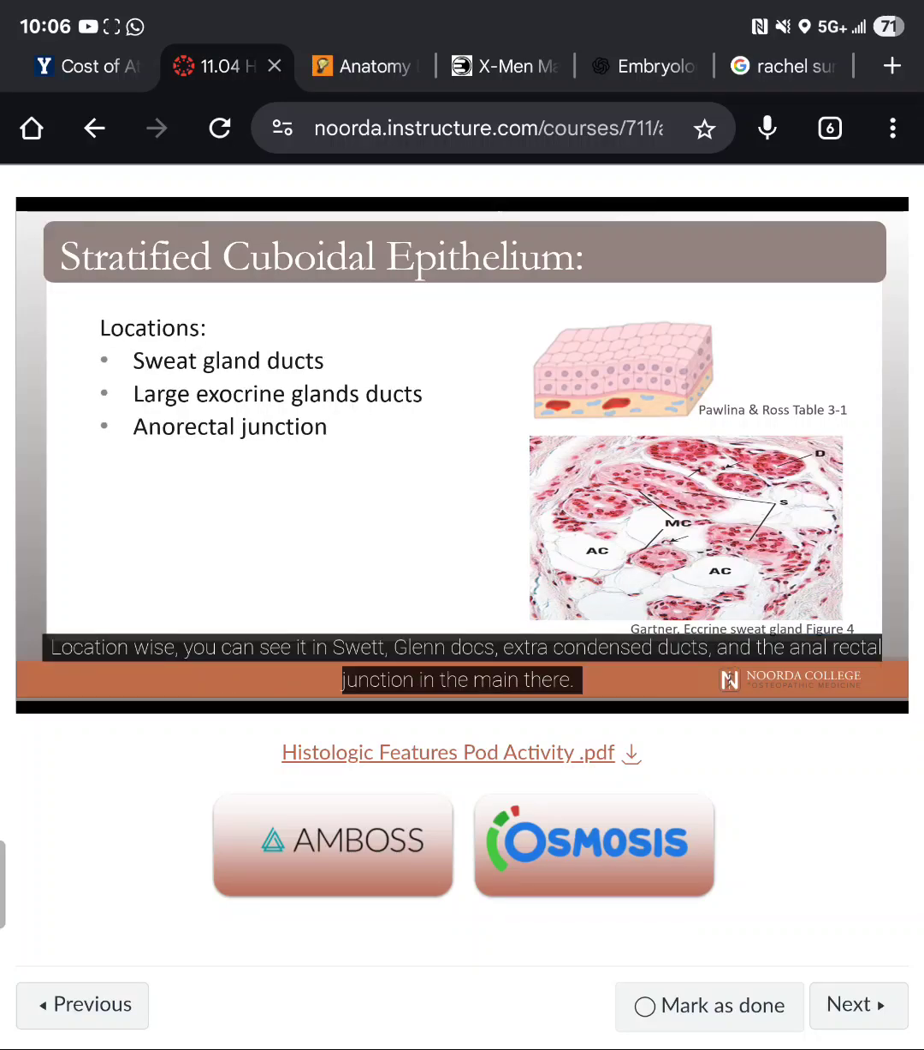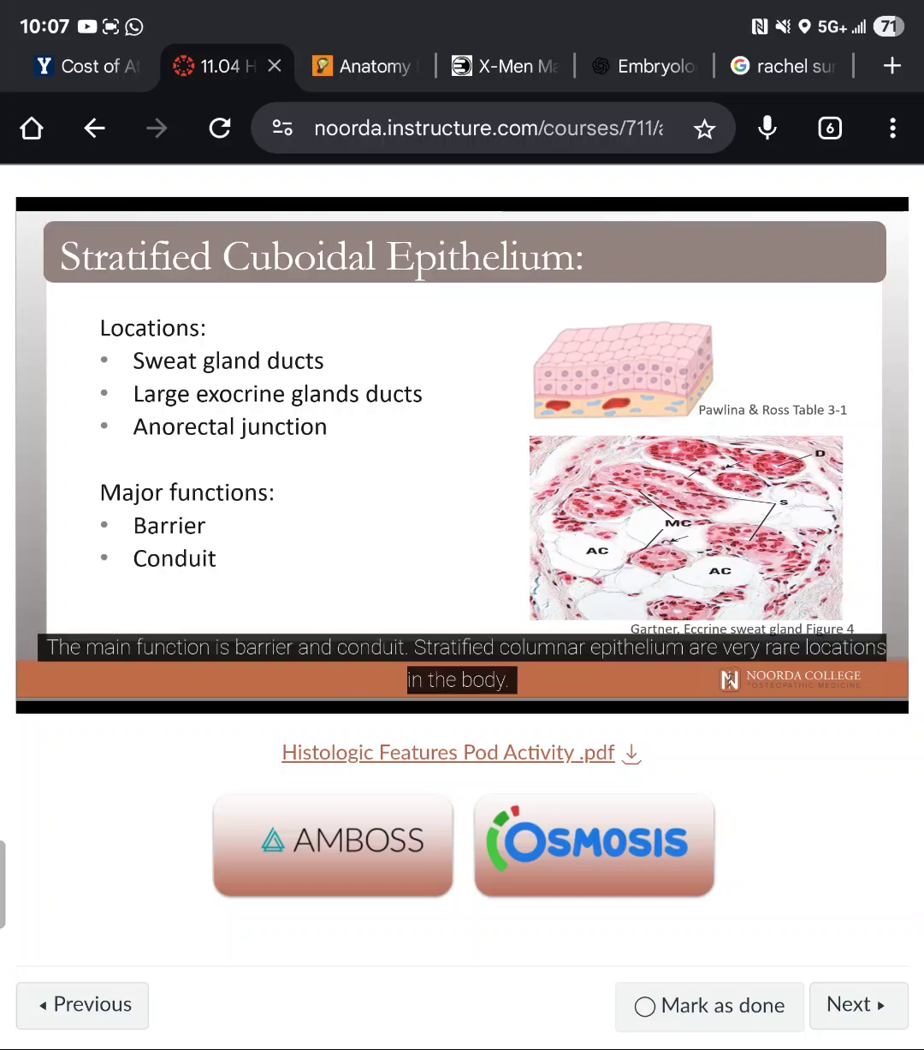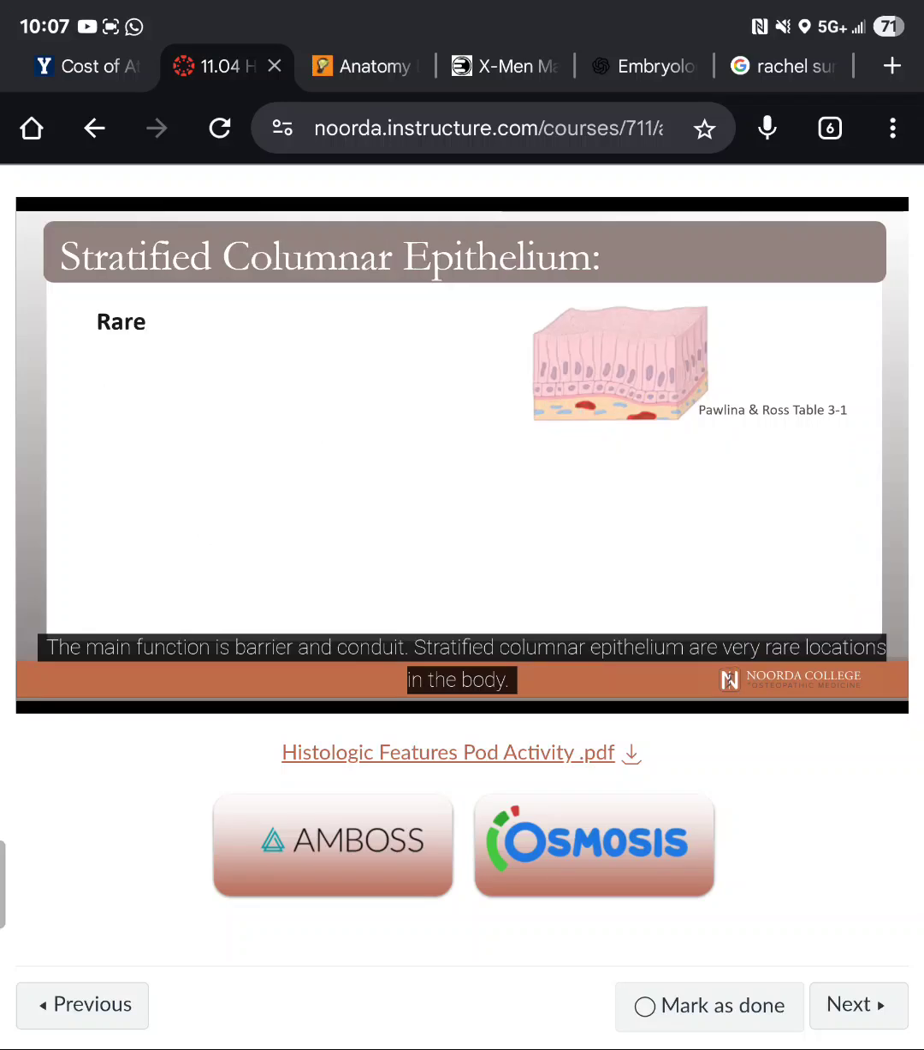Location-wise, you can see it in sweat gland ducts, exocrine gland ducts, and the anorectal junction. And the main function is barrier and conduit.